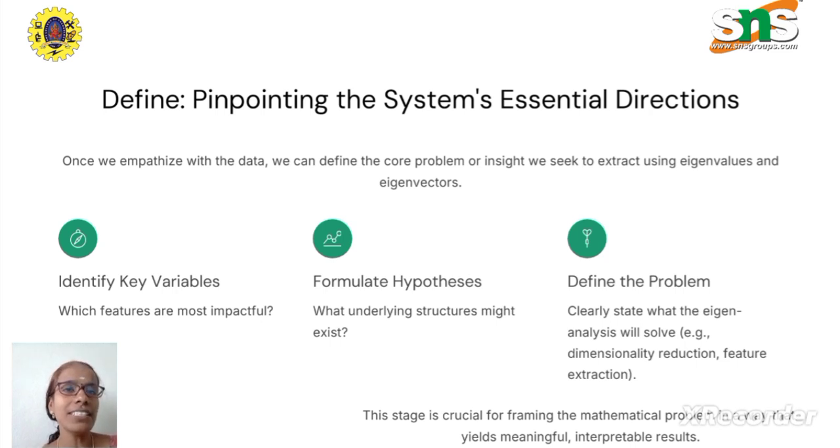And in the third stage we need to define the problem clearly. Clearly state what the eigen analysis will solve. Example, dimensionality reduction, feature extraction. So this stage is crucial for framing the mathematical problem in a way that yields meaningful and interpretable results. That way I have to redefine the problem statement.